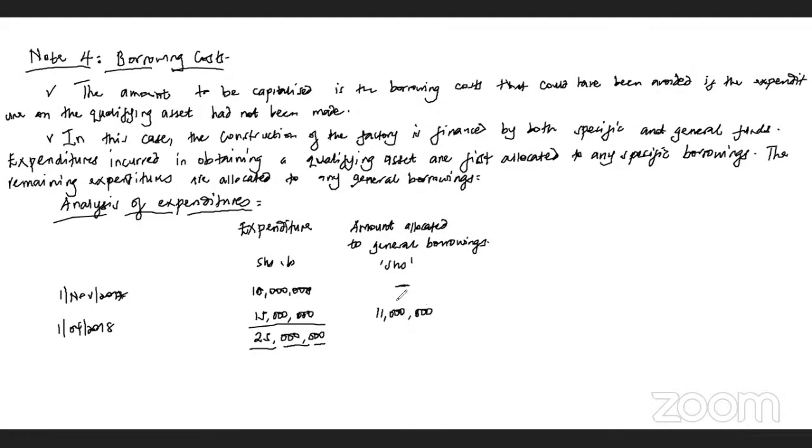Remember, the specific funds amounted to 14 billion, but we need 25 billion to construct this factory. So it means that out of 25 billions, 14 billion are specific funds, and the 11 billion is the amount that is to be allocated to the general borrowings, as we can see. Okay. So we now know that 14 is specific, and then 11 billion is general.